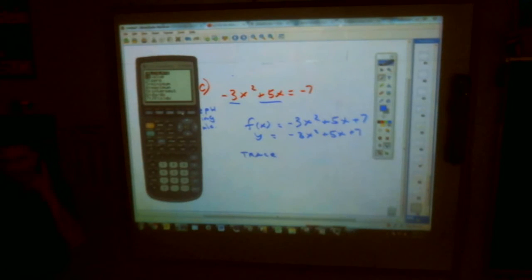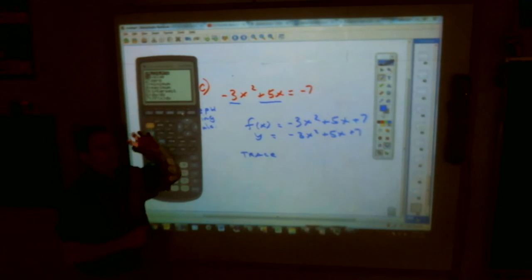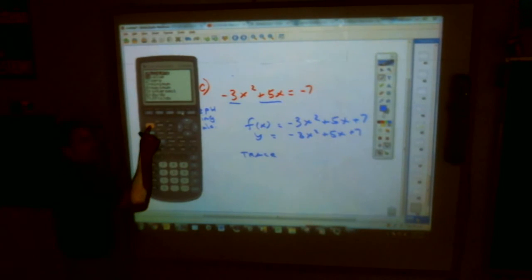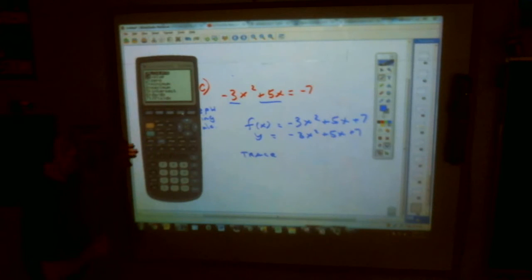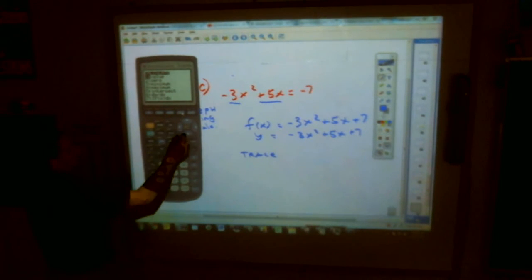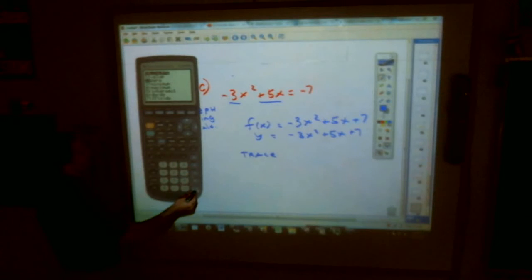In order to get the exact point there, listen carefully because you'll never get this. Even when I say it, half of you won't get this, so I will go slowly. Because as you trace that, it won't stop there. You need to tell it you want to find the zeros. In order to find the zeros, you have to push the second button and trace, and you'll get this screen. Second, orange button, trace. It's actually yellow. You are looking for the zeros, so you go to number 2 and hit enter.